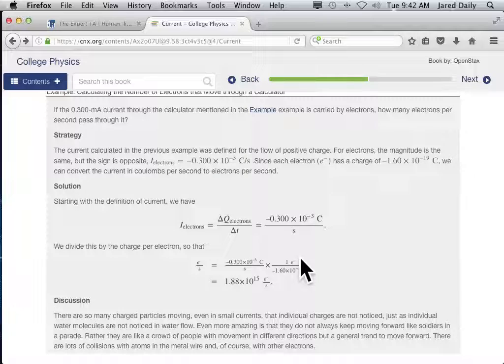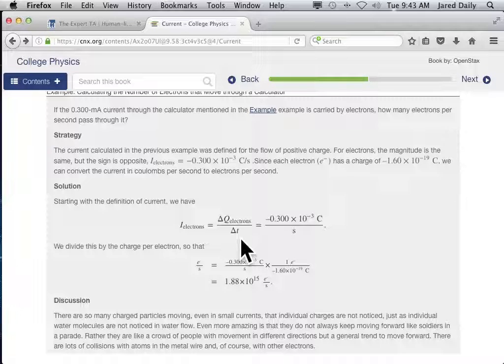So let's take a look at this example where we have that 0.300 milliamp current traveling through the calculator like the other example. And we want to know how many electrons per second are passing through this. Well, remember that the current is equal to a charge over time. And the number of electrons moving is the same as the number of positive charges that would be moving if they were moving. So it ends up being 0.3 times 10 to the minus 3 coulombs per second of electrons.